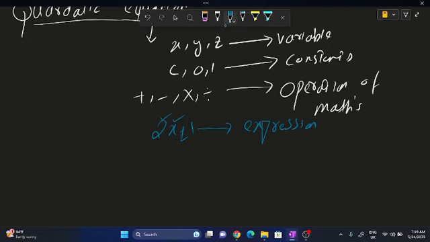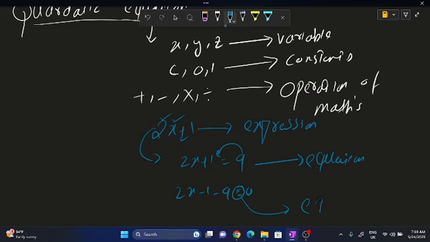But if I change this in a way just like 2x plus 1 equals 9, now this is an equation. No doubt, when I shift 9 over here, that would be 2x plus 1 minus 9 equals 0. But at least there is a sign of equality. So when there is a sign of equality, that would be known as an equation. Either it is equal to 0 or maybe equal to 9, maybe 1000, 1 lakh and so on. Not an issue. But it should contain the sign of equality.